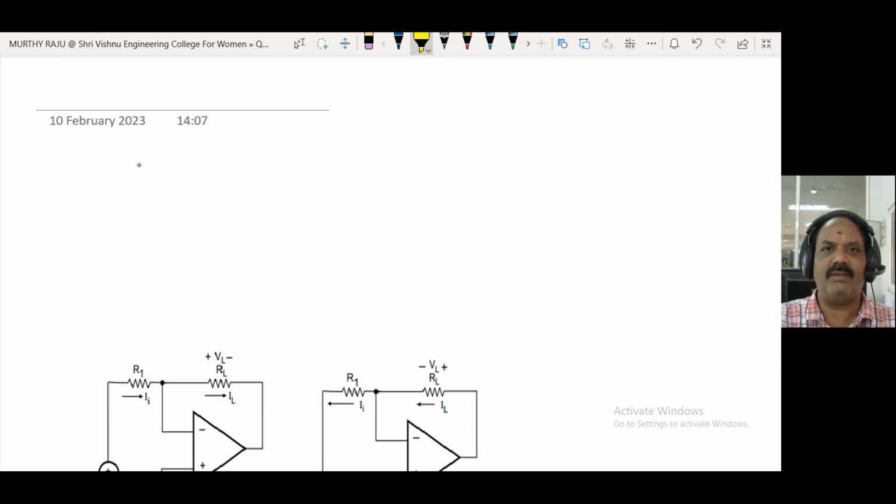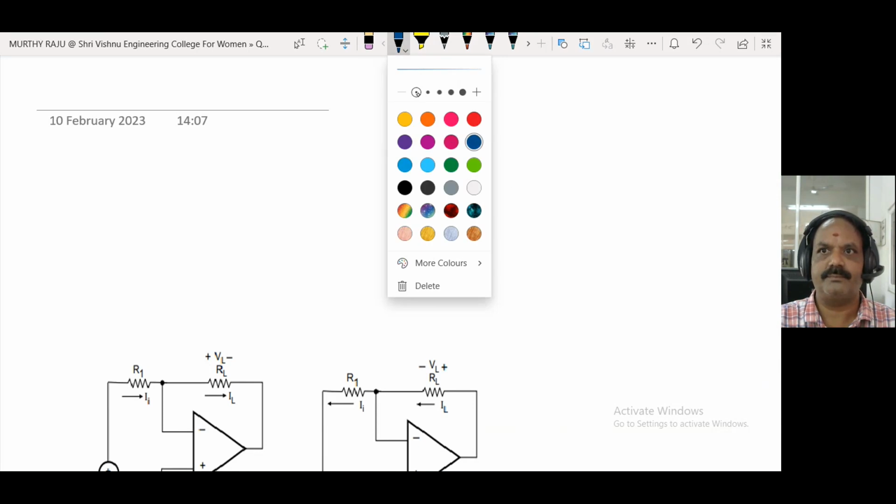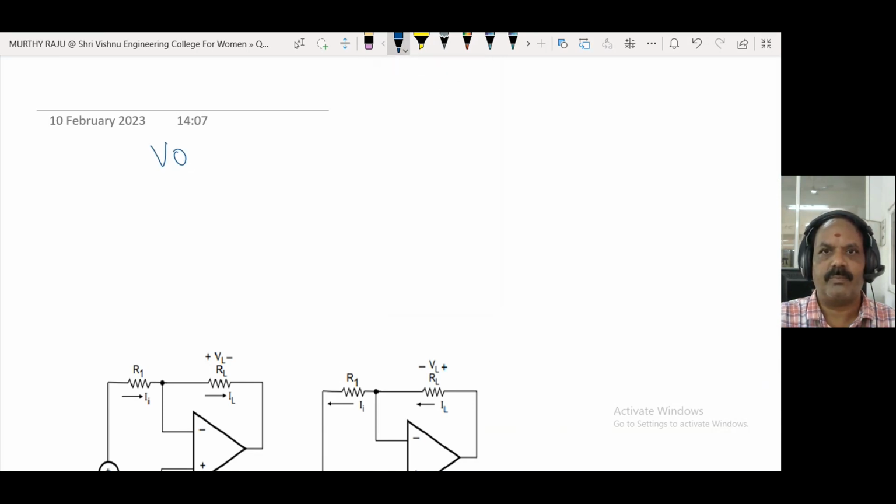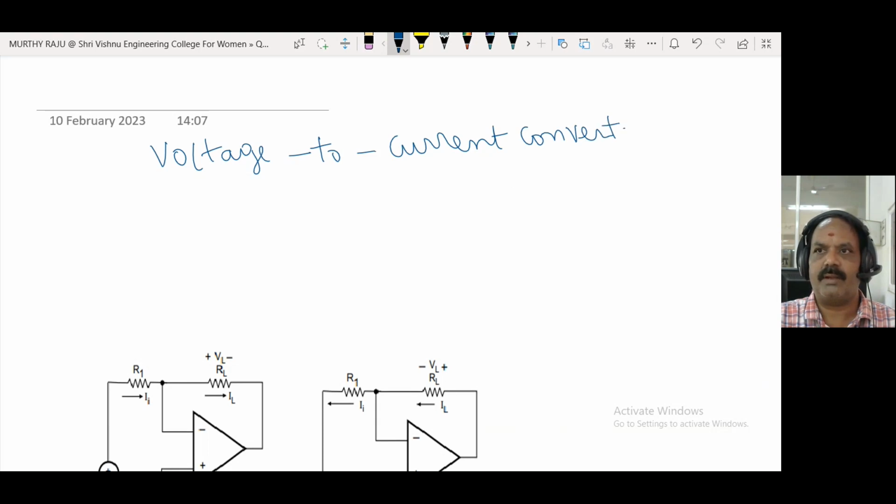In this video, I will explain voltage to current converter. Voltage to current converter. In a voltage to current converter, the output load current is proportional to the input load voltage.